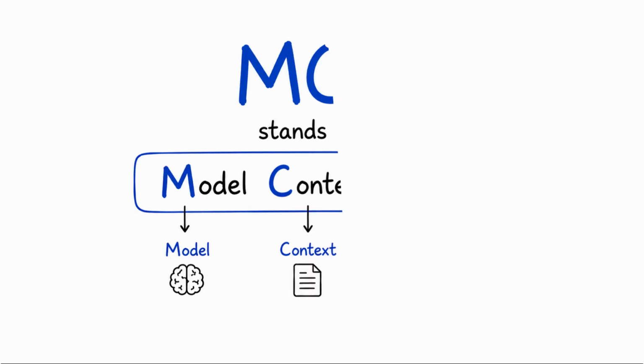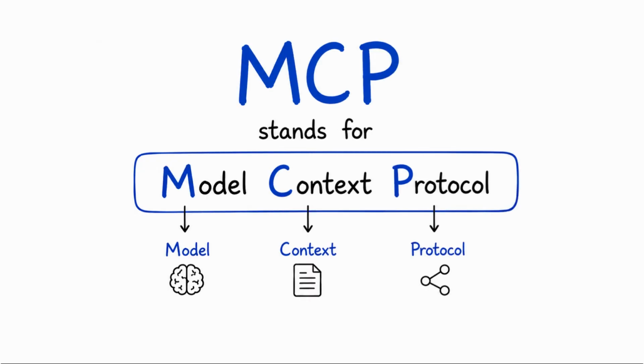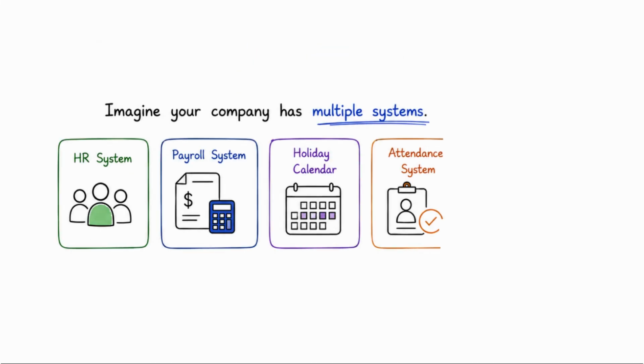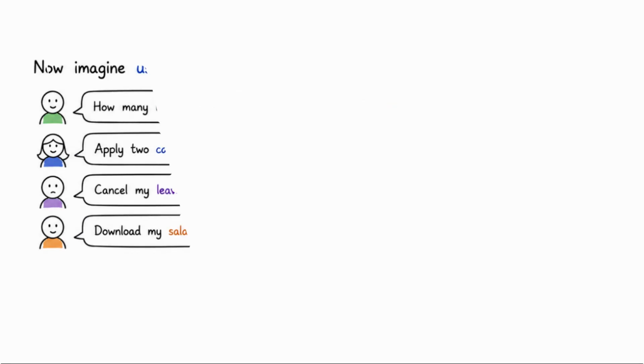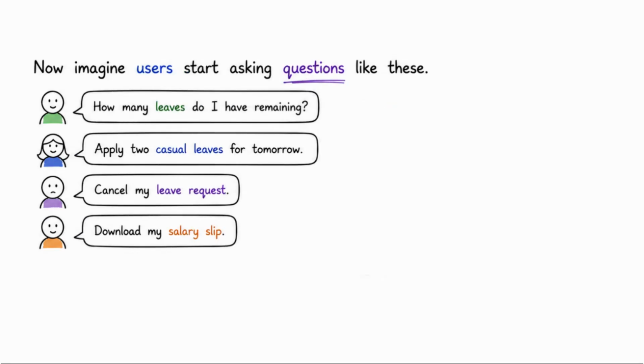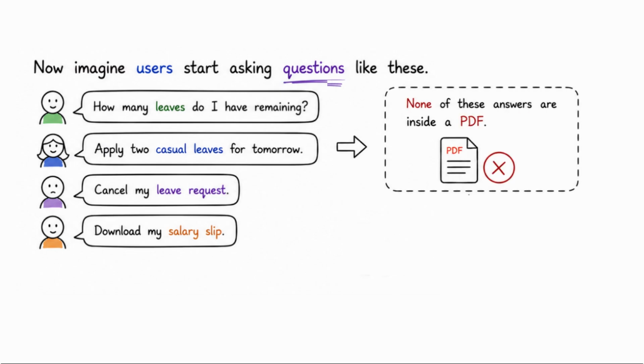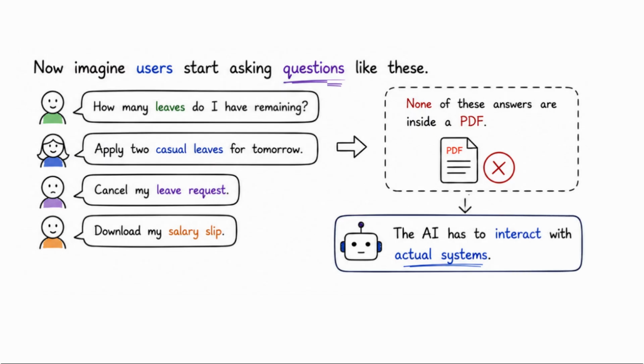MCP stands for Model Context Protocol. Don't worry about the name. Let's understand it in simple words. Imagine your company has multiple systems. You have an HR system, a payroll system, a holiday calendar, an attendance system, or maybe an expense management system. Now imagine users start asking questions like these: how many leaves do I have remaining? Apply 2 casual leaves for tomorrow. Cancel my leave request. Download my salary slip. None of these answers are inside a PDF. The AI has to interact with actual systems.